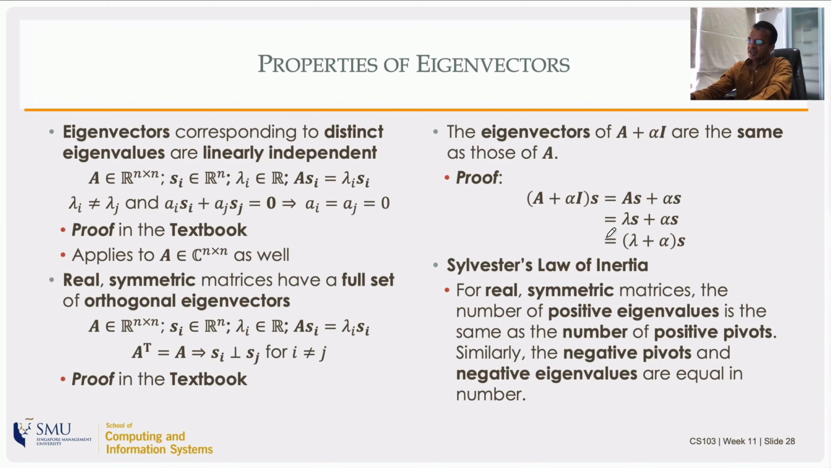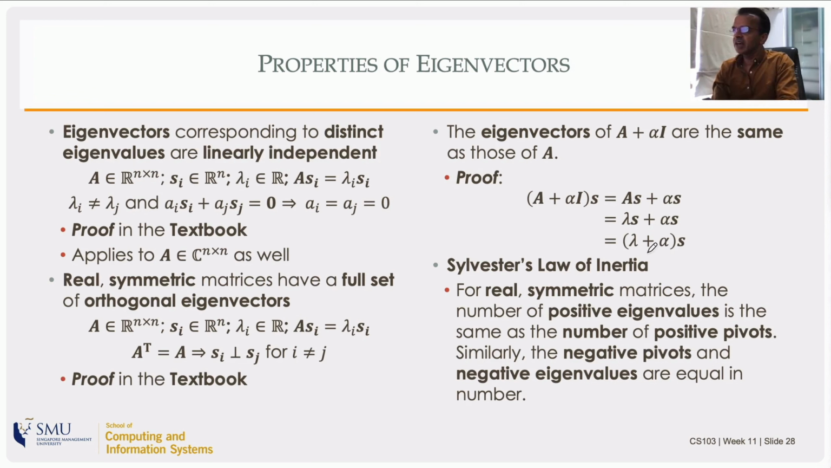Now, the last one is actually about eigenvalues. I put it as the last one because this one I don't have a proof for. So for a real symmetric matrix again, the number of positive eigenvalues is the same as the number of positive pivots. So if you do Gaussian elimination without any scaling, because with scaling of course you can change the sign of the pivots, then the number of positive pivots will be the same as the number of positive eigenvalues. The number of negative pivots will be the number of negative eigenvalues.